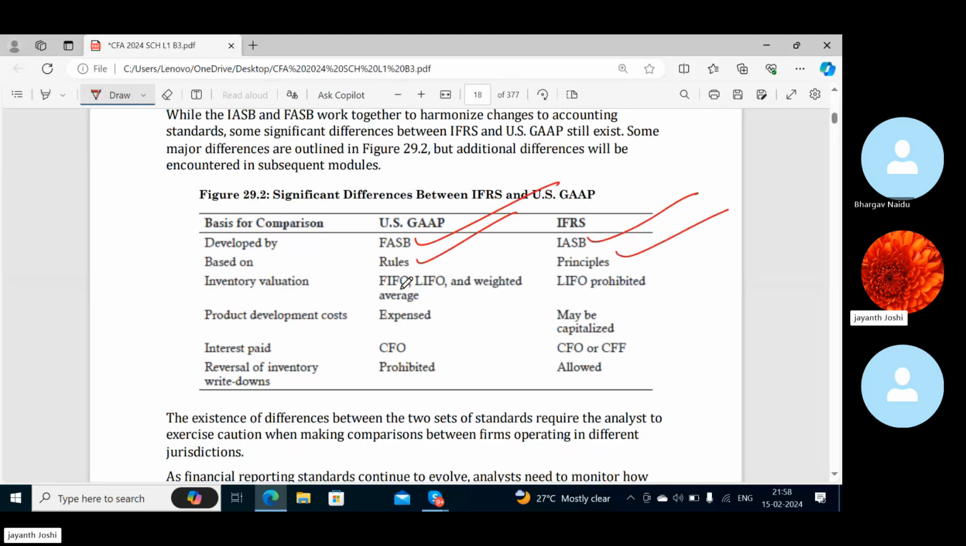Here all the three methods you can use: FIFO, LIFO, weighted average. Under IFRS, LIFO is prohibited. I'll give you the reason why. They think that during inflationary times, when there is very high inflation in the market, with last in first out, whatever you buy last you sell first, the COGS will be very high during those times. And what companies can do is use this as a tool to unnecessarily reduce their taxes.